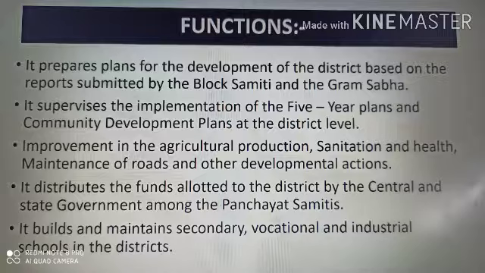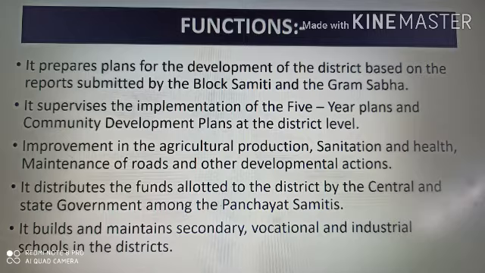It prepares plans for the development of the district based on the report submitted by the block Samiti and the Gram Sabha. Now they cannot make any plan or any project just like that. They need proofs. Suppose the requirements of each and every village and each and every block will differ. One village or one block might be facing a water problem, another might be facing electricity problems. So the plan should be in such a way that it is aiming at the development of all the places. All the problems should be solved. They will be making such plans.